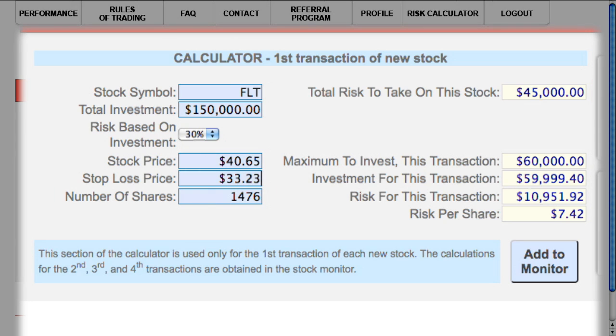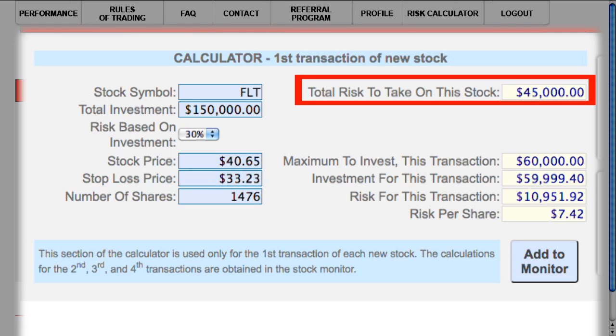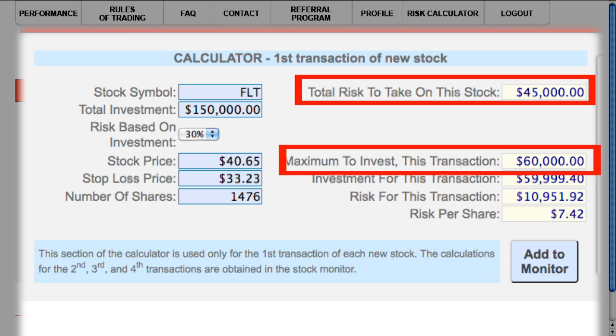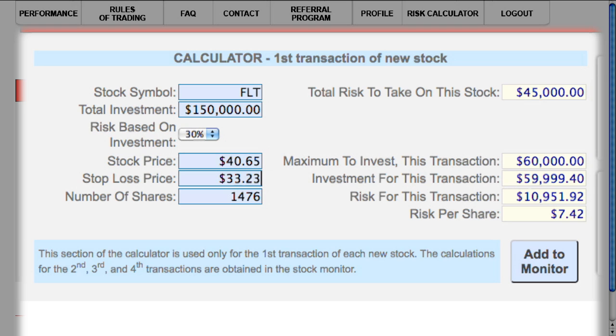The risk calculator determines the initial amount of shares to buy is 1,476. The total risk, shown here, is $45,000, followed by $60,000, which is the maximum allowable investment for this first transaction. Here, it shows the investment was exactly $59,999.40. Next, the risk taken for this first transaction is $10,951.92, which means there is $34,048.08 of risk remaining to spread over the next 3 transactions.